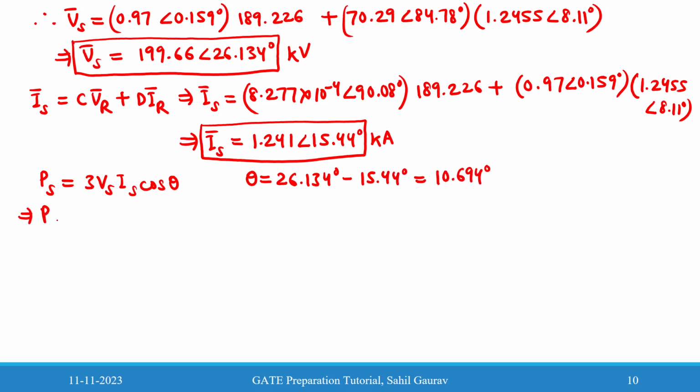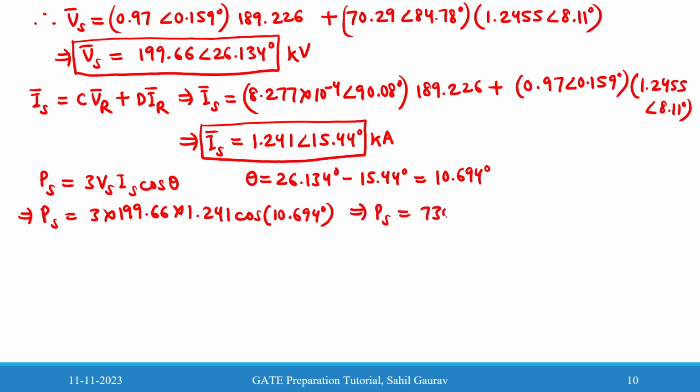So PS will be 3 into VS, which is coming as 199.66, IS 1.241, and cos of 10.694. So PS is coming as 730.4 megawatt, because voltage and current both are in kilovolt and kiloampere.